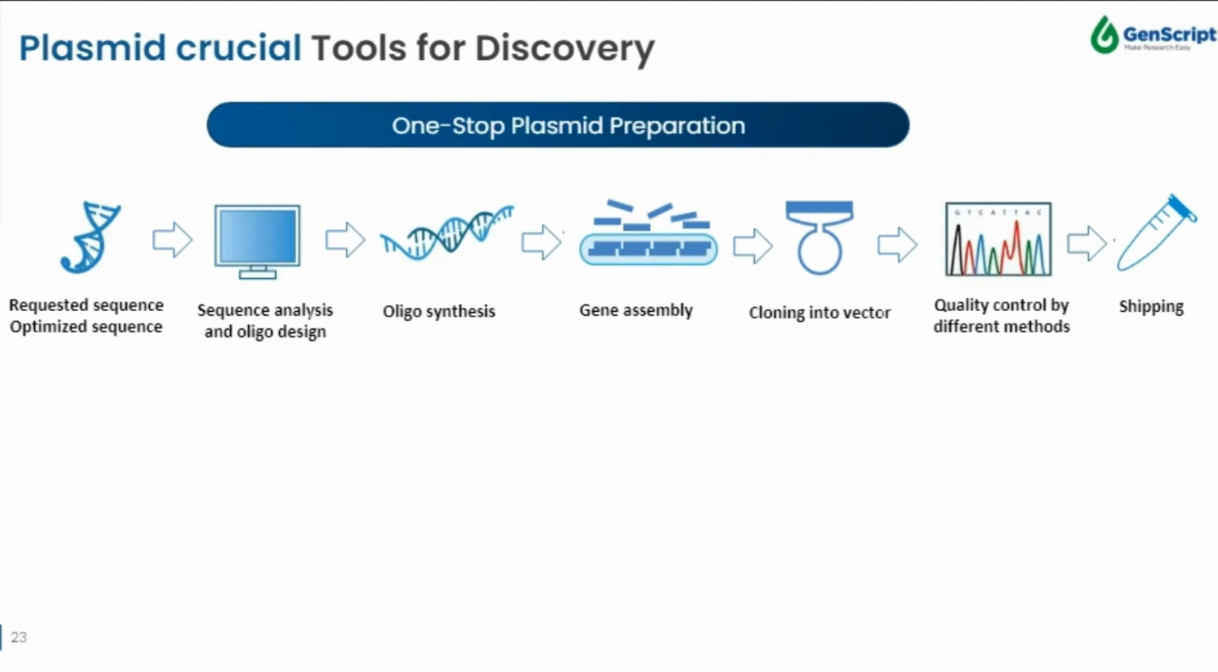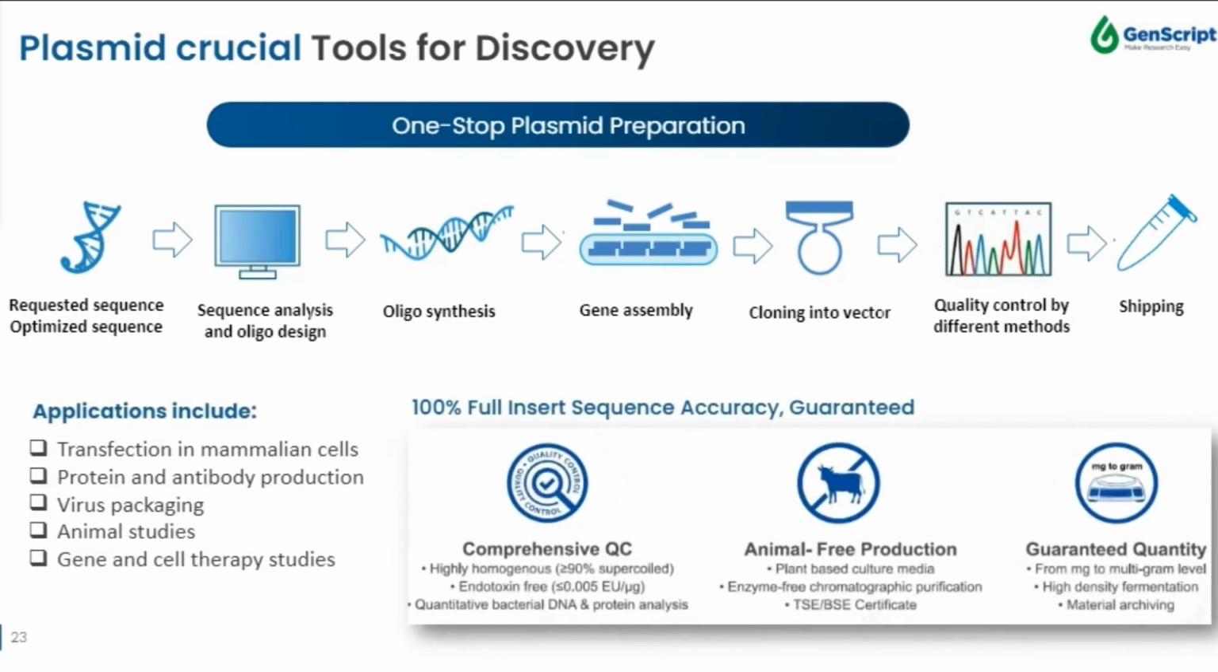As gene and cell therapy advance, there is an increasing demand for high quality plasmid DNA, and the requirements for making the plasmid DNA vary depending on its application. The high quality plasmid DNA manufacturing strategy is shown here, and it combines gene synthesis and custom cloning to plasmid construction.